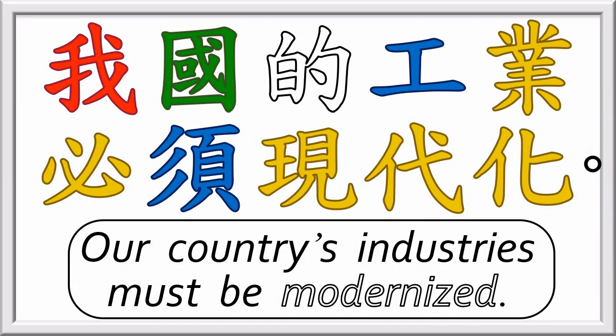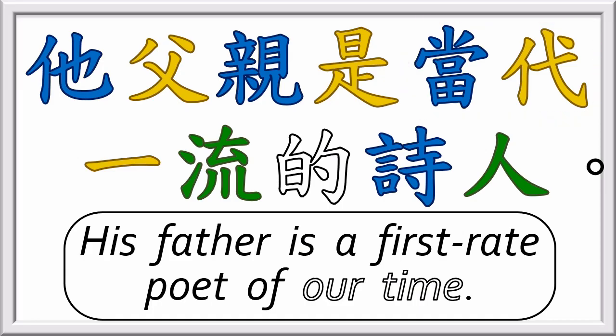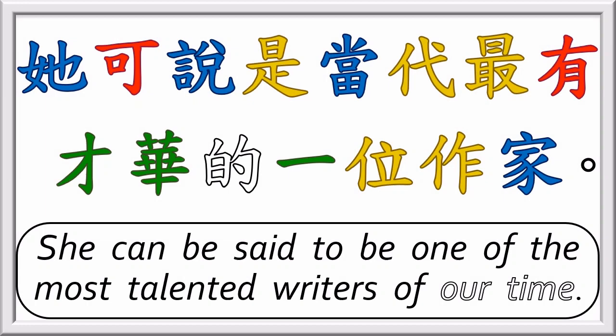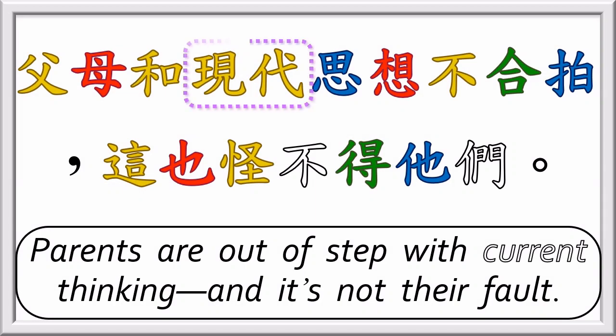To say contemporary era, the present age, or in modern times, either 当代 or 现代 can be used. 我国的工业必须现代化。Our country's industries must be modernized. 他父亲是当代一流的诗人。His father is a first-class poet of our time. 贸易常常是现代国家的命脉。Trade is often the lifeblood of modern countries. 他可说是当代最有才华的一位作家。She can be said to be one of the most talented writers of our time. 父母和现代思想不合拍，这也怪不得他们。Parents are out of step with current thinking, and it's not their fault.